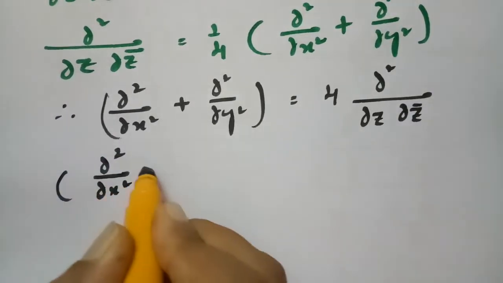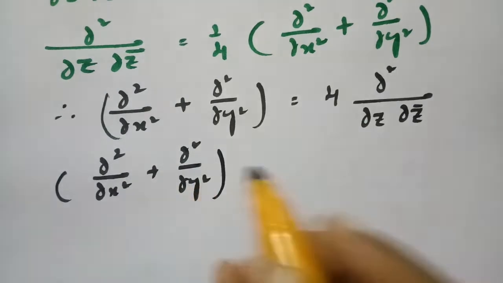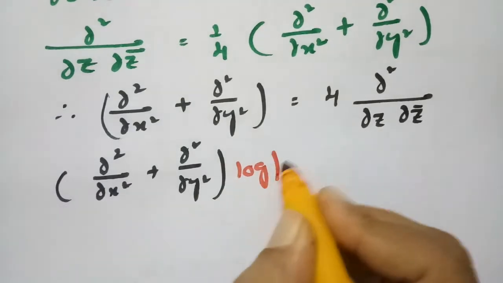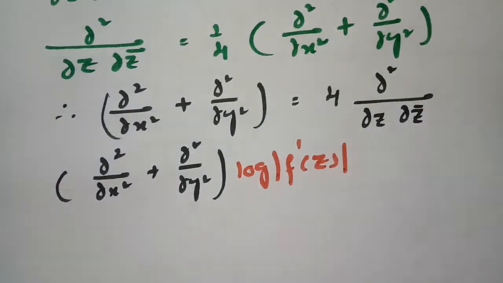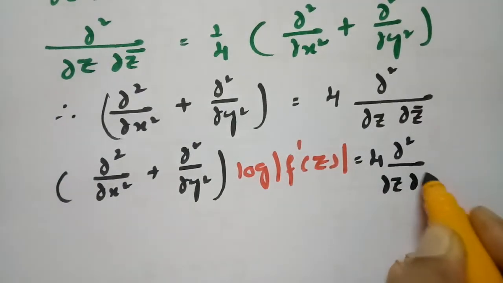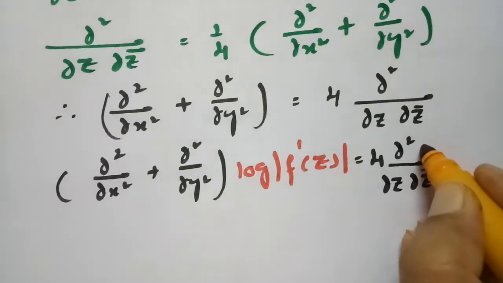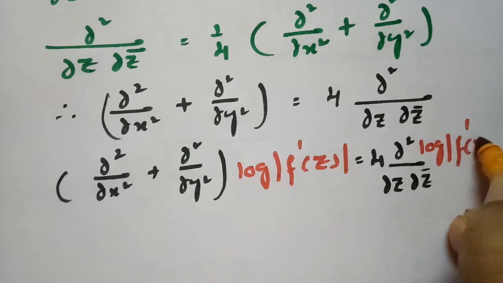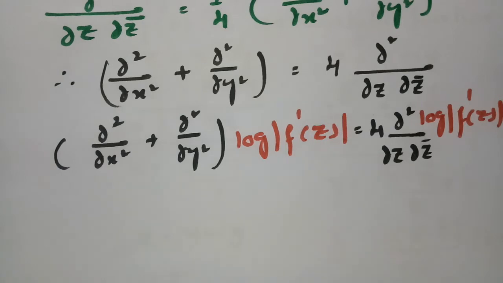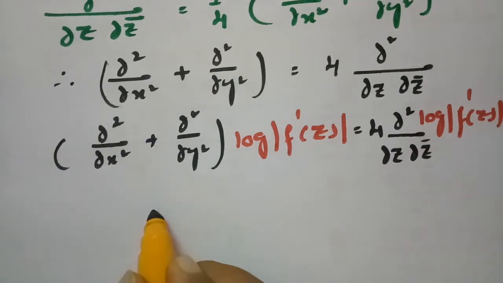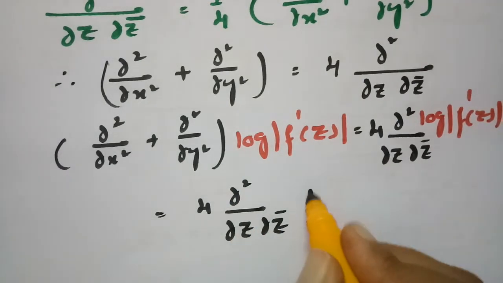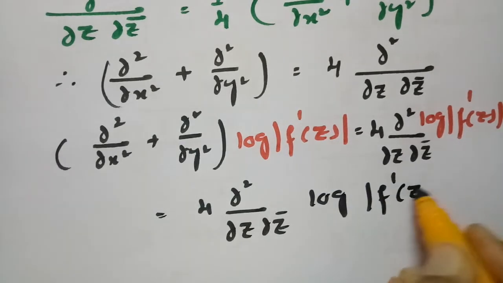This is ∂²/∂x² plus ∂²/∂y² into log of modulus of f dash of z. I need this value, so on this side also I'm going to multiply. This is ∂z∂z̄, and we have to multiply with log of modulus of f dash of z. So if I multiply on both sides, then see what happens. I'm bringing this here. So this will be 4 times of ∂²/∂z∂z̄ log of modulus of f dash of z.